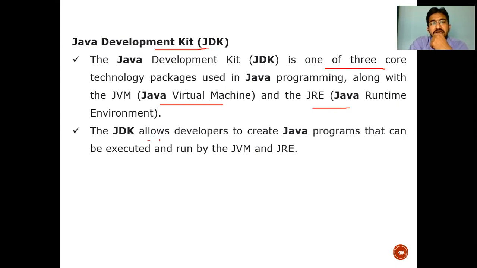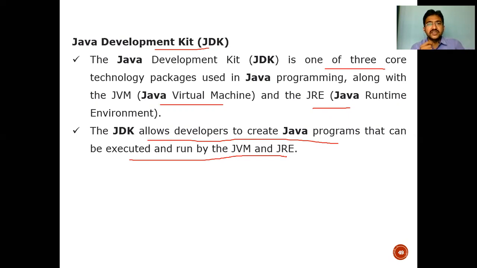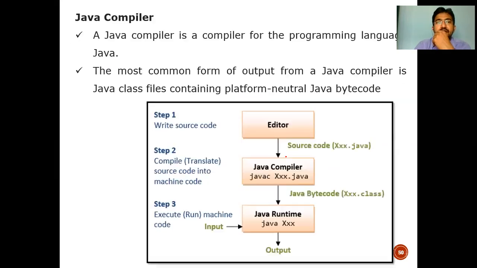So the JDK allows developers to create Java programs that can be executed and run with the help of the JVM and JRE. With the help of the JVM and JRE, the JDK allows developers to create Java programs and to compile and run them. To run the Java programs, it uses the JDK.